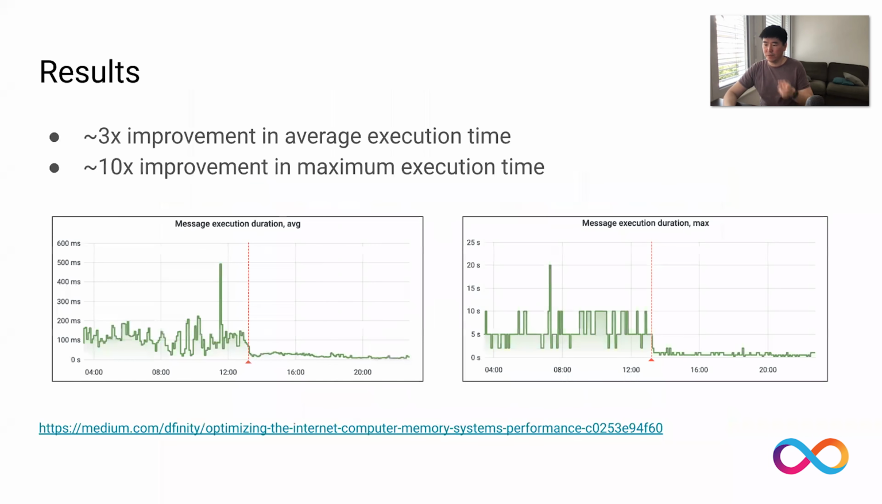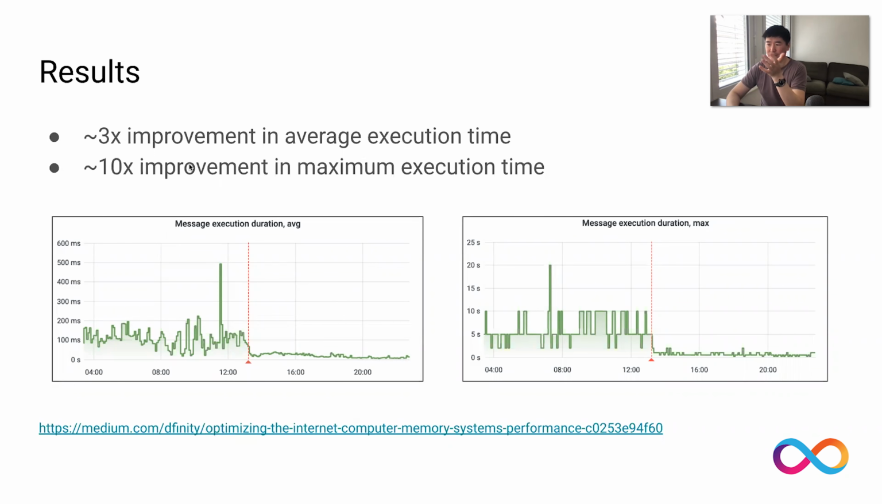And when we shipped the version containing all three, we saw the following improvements. Average execution time improved. This is a real subnet, and the red line shows the moment when the replica was upgraded to the version with optimizations. The average execution time improved by a factor of 3. The maximum execution time improved a lot, with 10x improvements there. And I also have a blog post describing these optimizations.